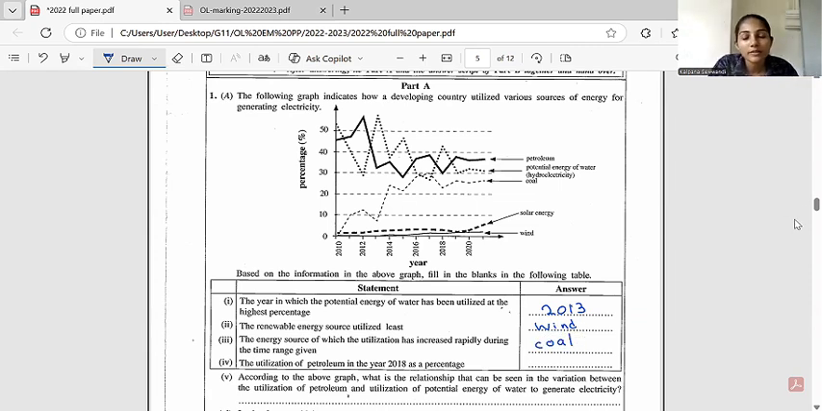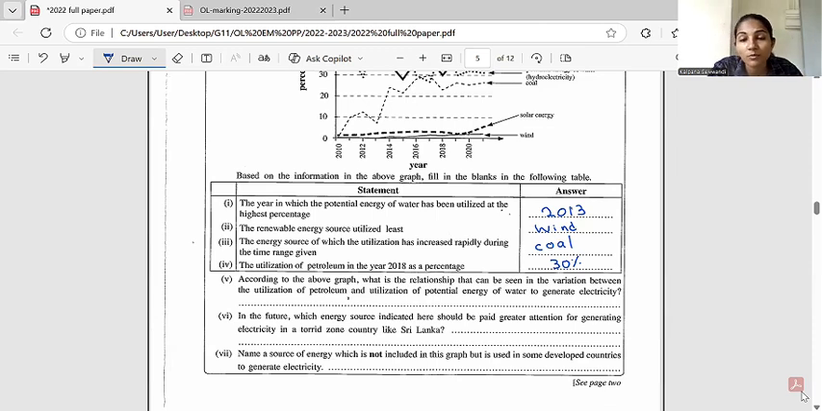Next one, the utilization of petroleum in the year 2018. Petroleum is this, in 2018 it has reached 30%. So these kinds of questions are very easy. You don't need prior preparation for these kinds of questions from graphs, tables, or that kind of thing. You just get the information and fill in the blanks.